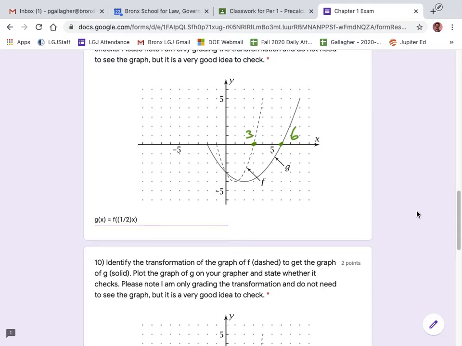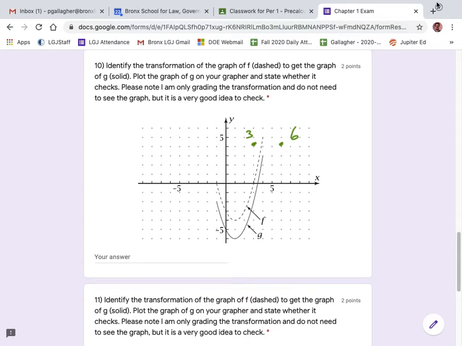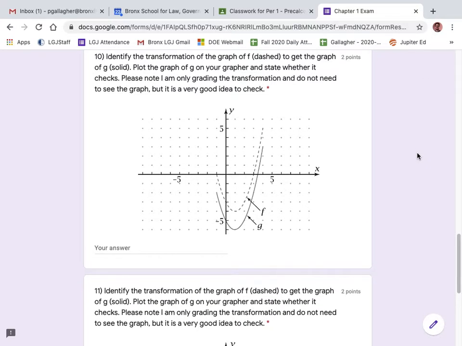So instead of multiplying by 2, I'm multiplying by a half. You could have also put, instead of that, x divided by 2, because that's the opposite of multiplying by it. Either one was acceptable. You could have also described that it was a vertical dilation, scale factor of 2. That would have been fine as well.